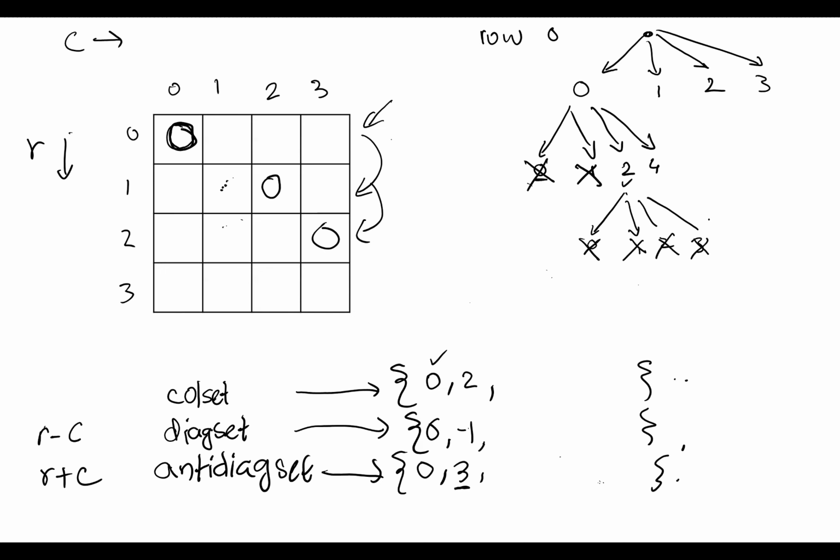For this one, you can see the column doesn't match. There is no column 3 here. And then row minus column is minus 1, and you see there is a mismatch here. So I cannot do this. All these 4 options are exhausted. I'm done. So what do I do now?